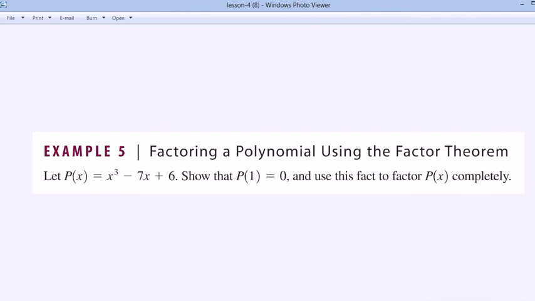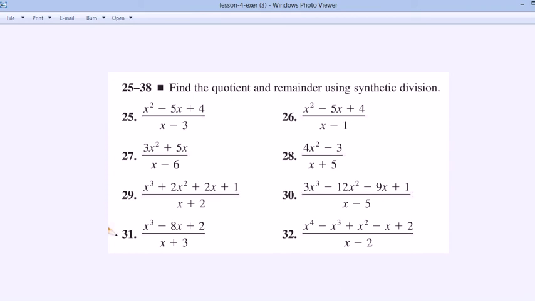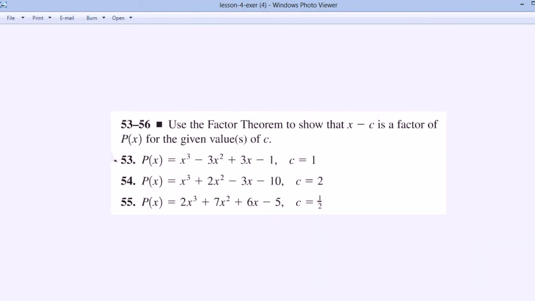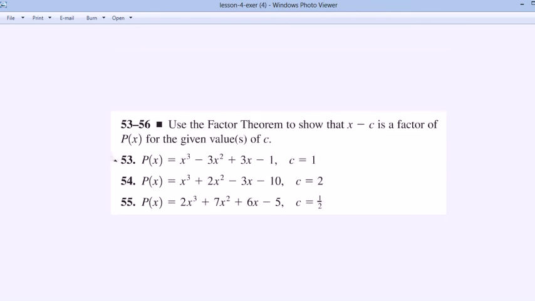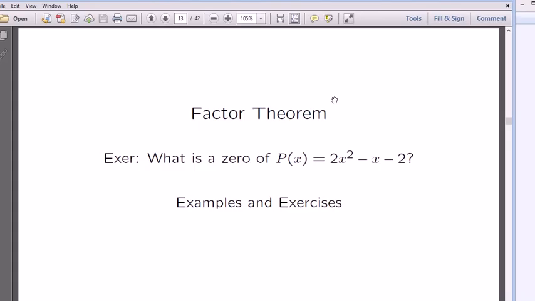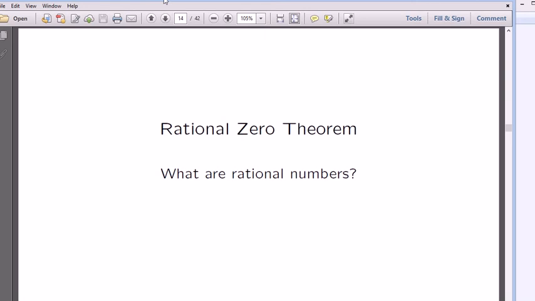All right, let me see. All right, so let me introduce now the rational zero theorem. Okay, so first, what are rational numbers? How do you understand rational numbers? Integers are rational numbers, but there are more rational numbers that are not integers.